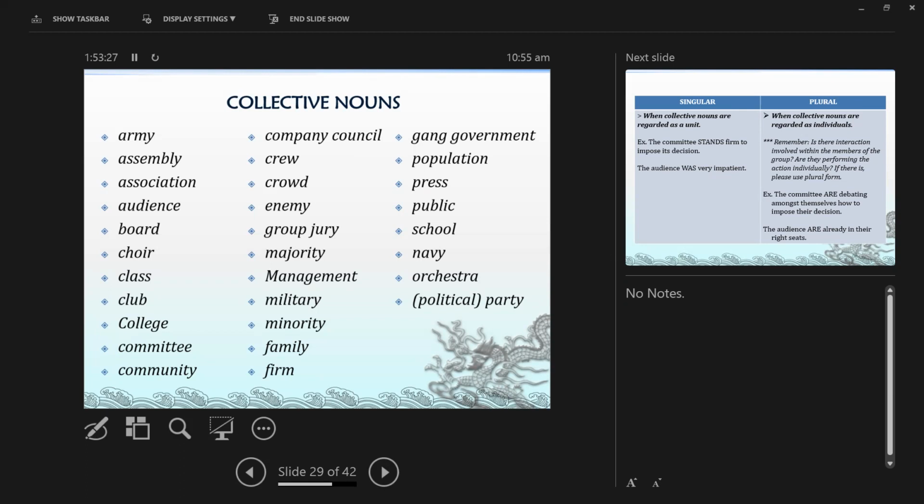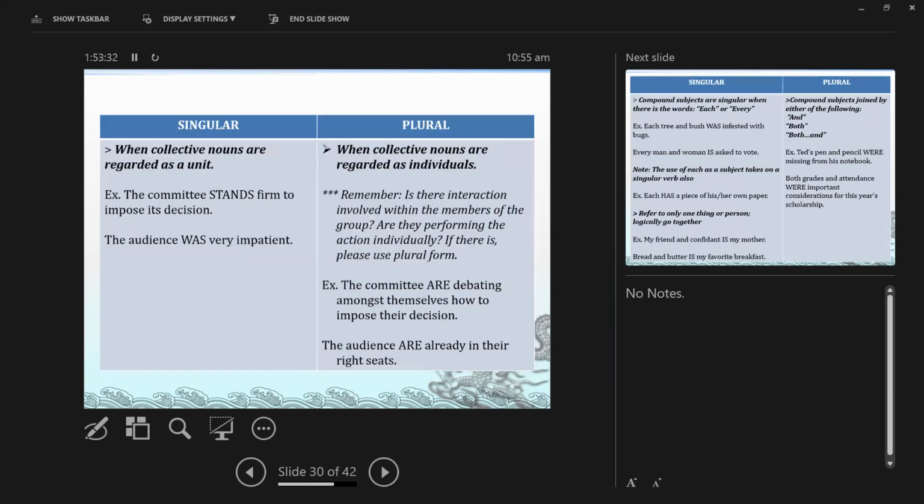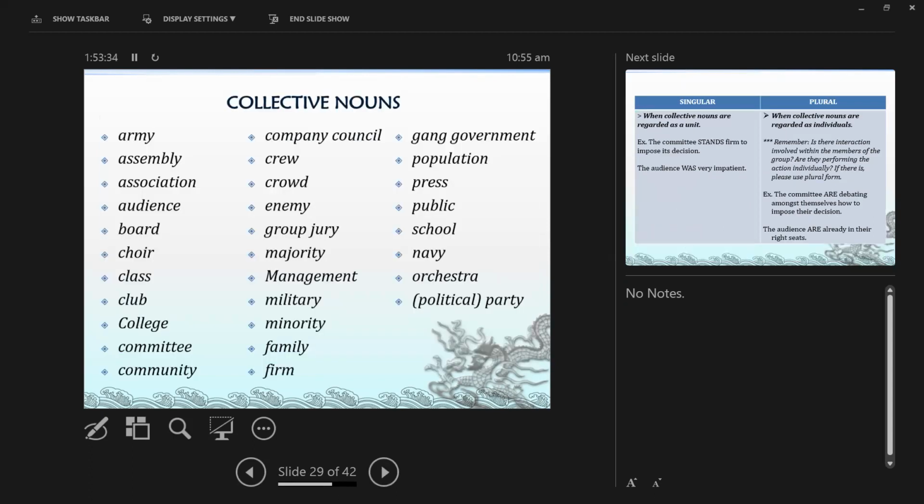Pag kasi sinabing family, automatic, maraming members yan. Di ba? Pag sinabing club, there are many members in a club. There are many members in a board. There are many different courses in a college. Crew, pag sinabing crew, please, I need to speak with my crew.